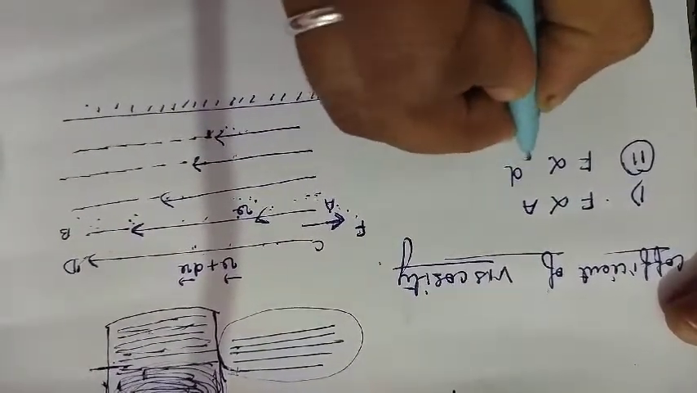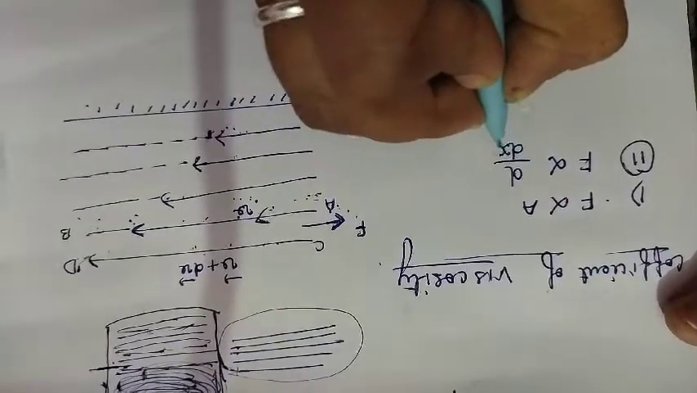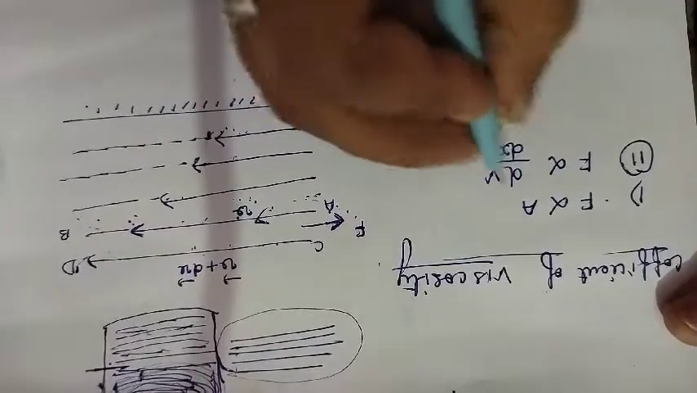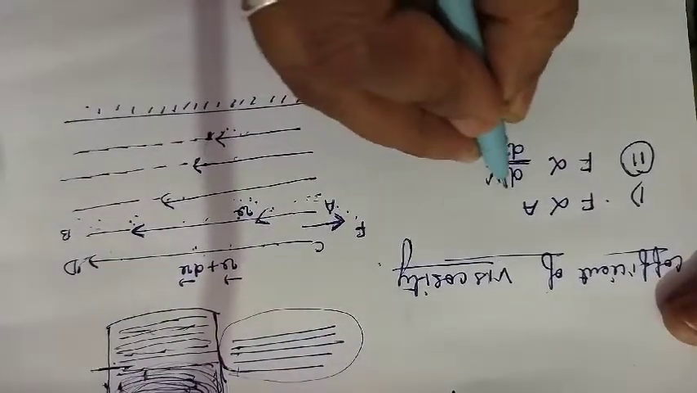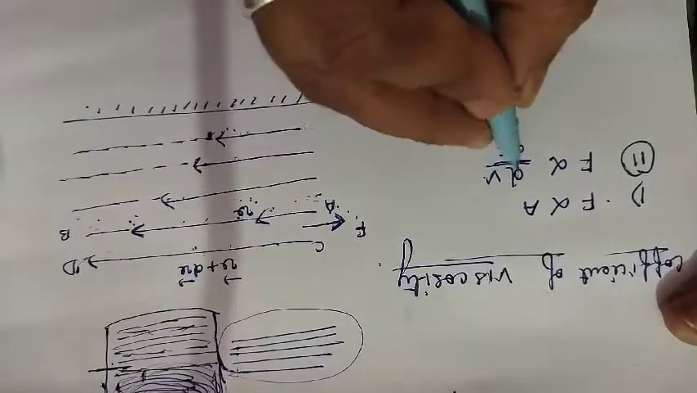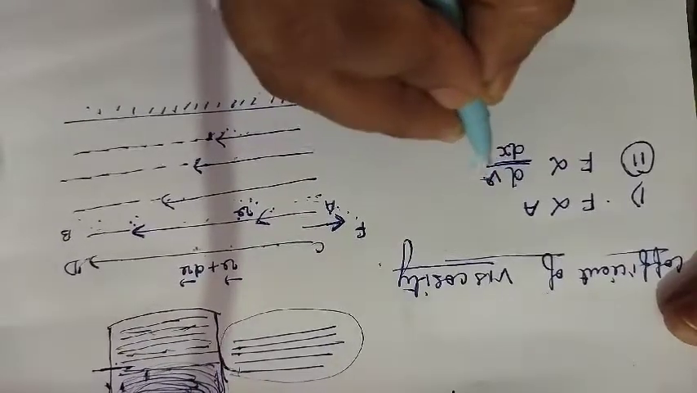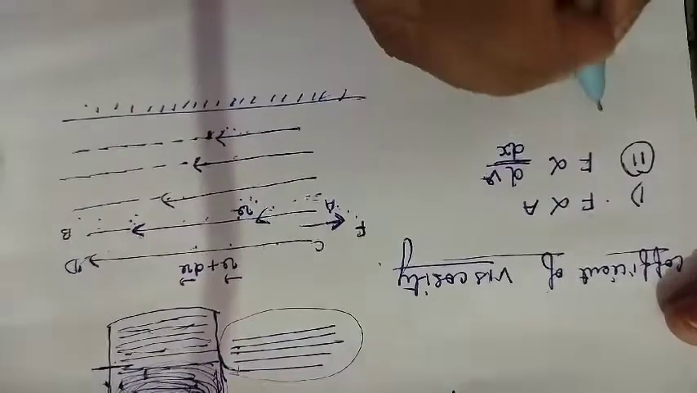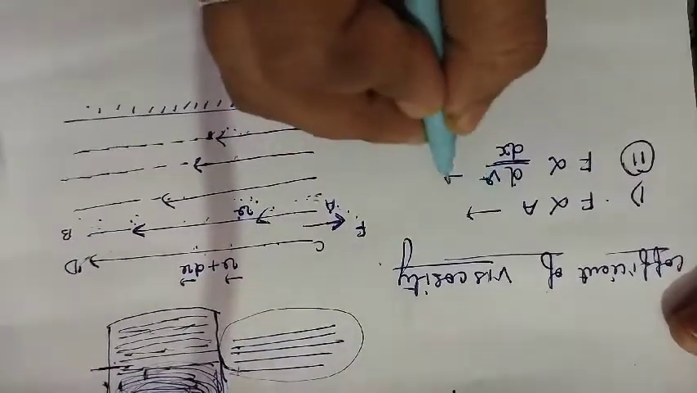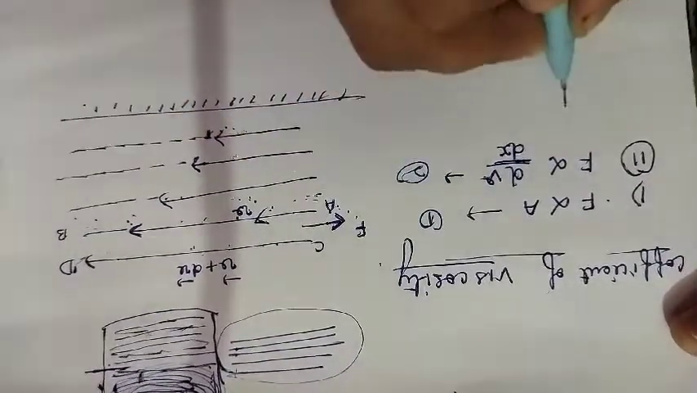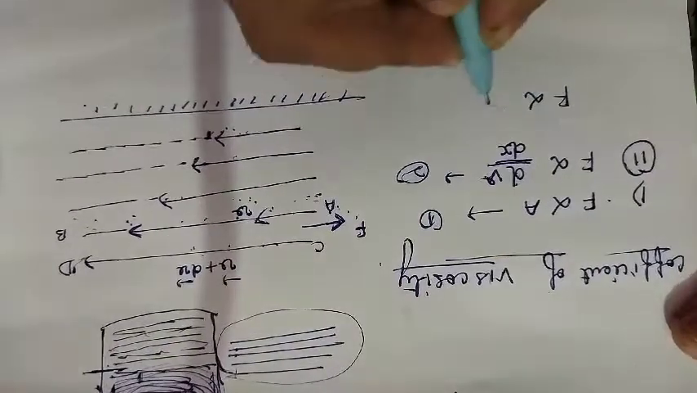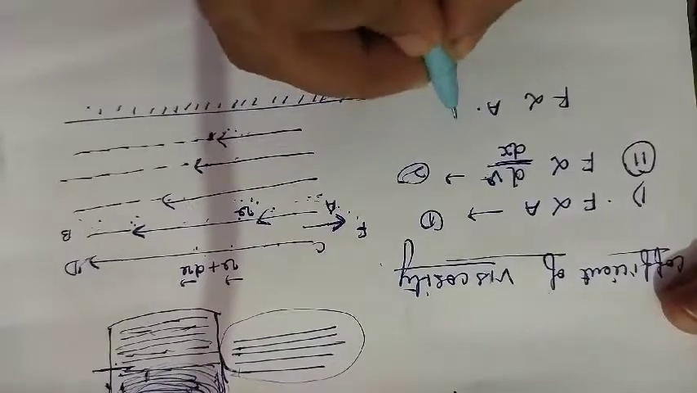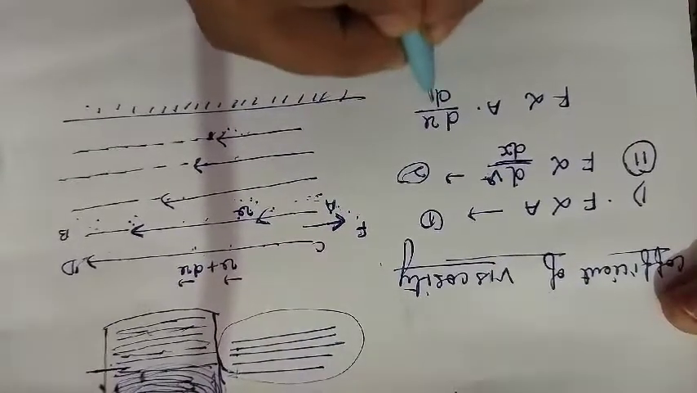How can we write the velocity gradient? dV/dx. We read this term as velocity gradient, where V is velocity. So combining these two, we get F is directly proportional to A into dV upon dx.